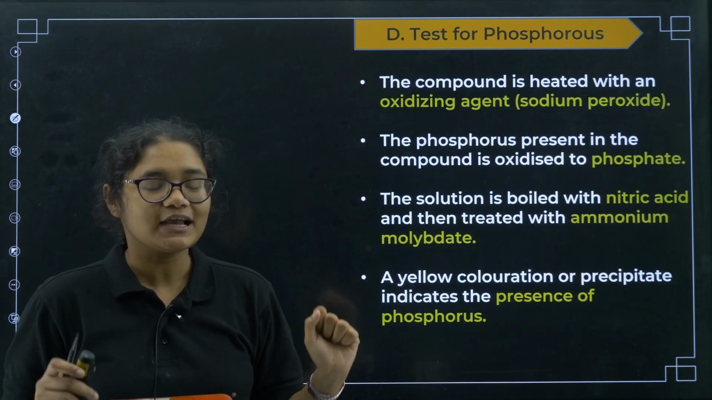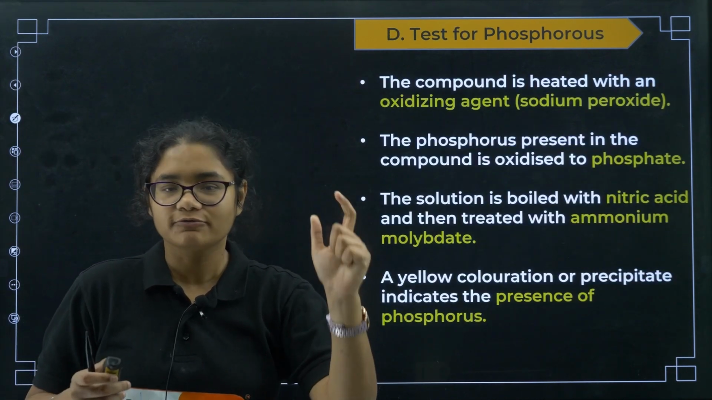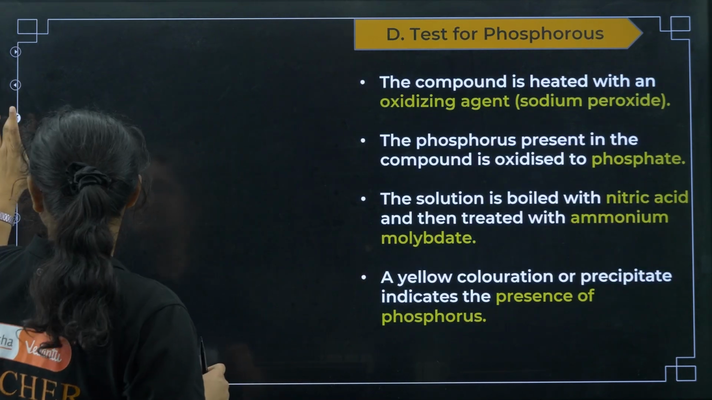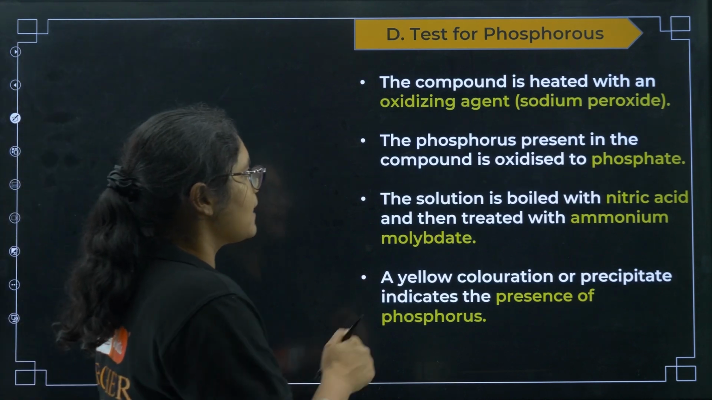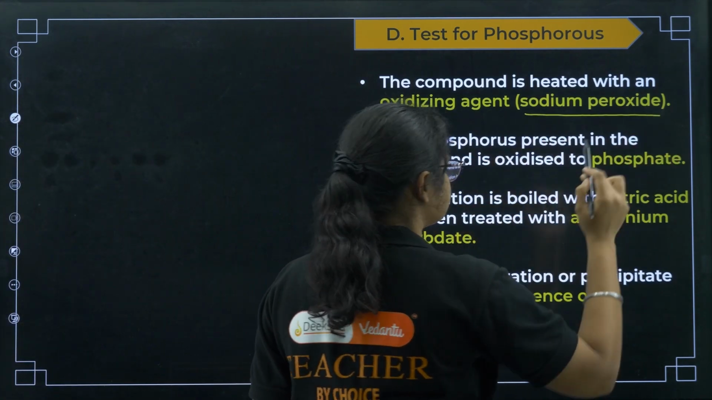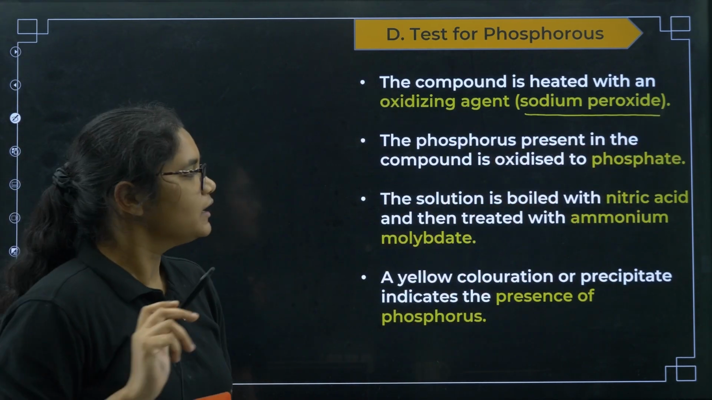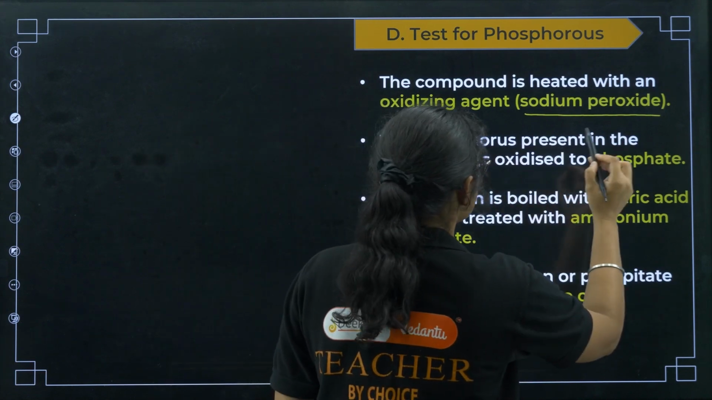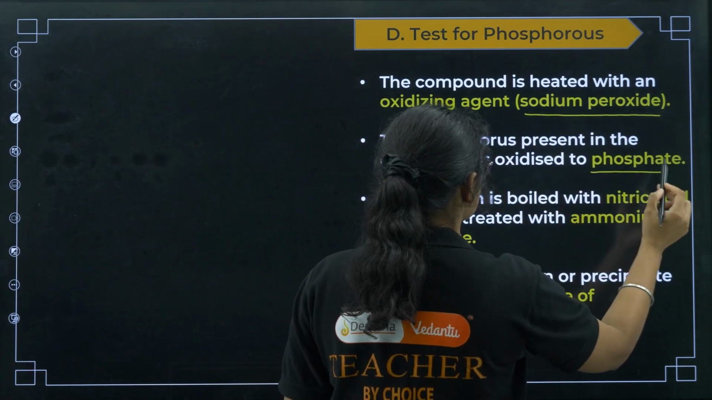Now we will see how we can detect the presence of phosphorus. For phosphorus, the compound is heated with an oxidizing agent, that is sodium peroxide. Now what will happen with that, the phosphorus present in the compound is oxidized to phosphate group.